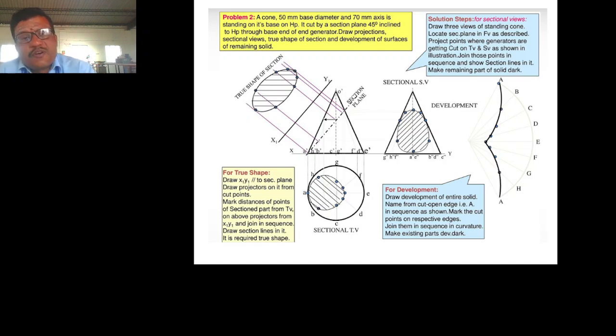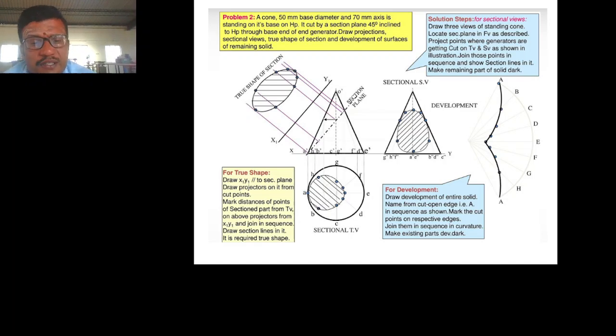So first we will draw the true shape. Now we have to come to the section plane. The section plane is inclined at 45 degrees to HP through the base end of the generator. So from the base end of the generator, we have to draw a section plane at an angle of 45 degrees.